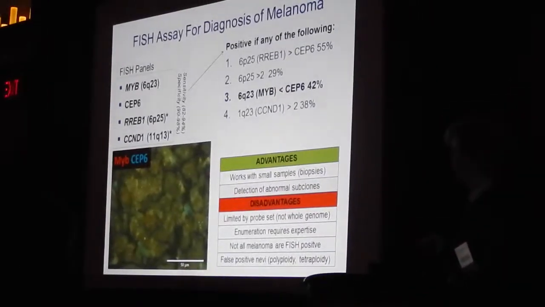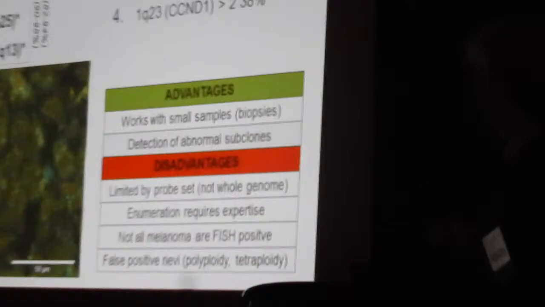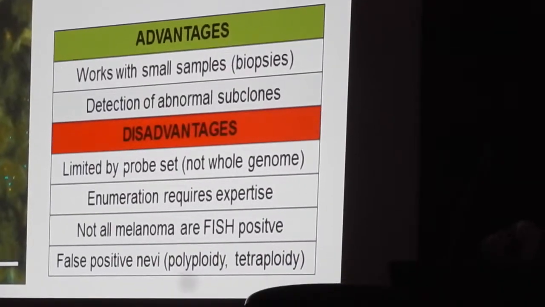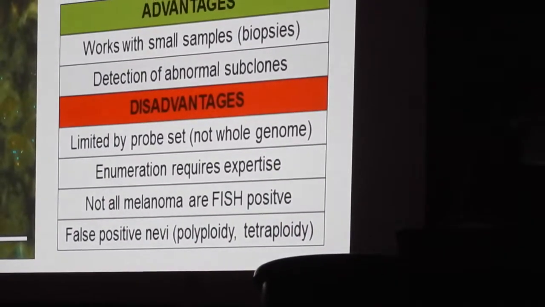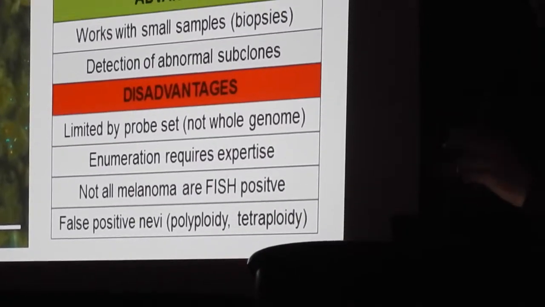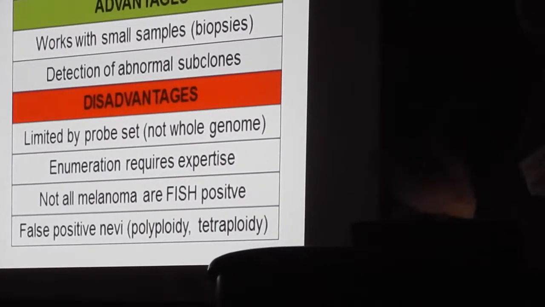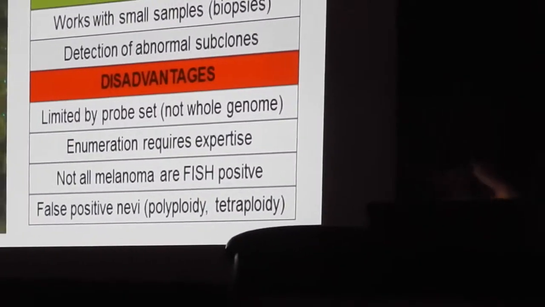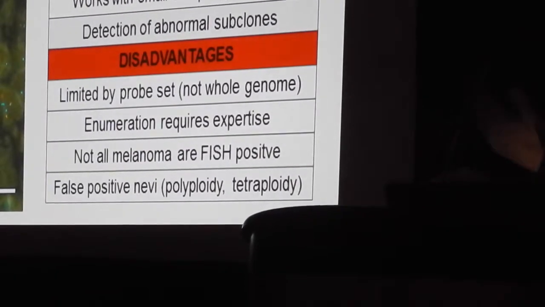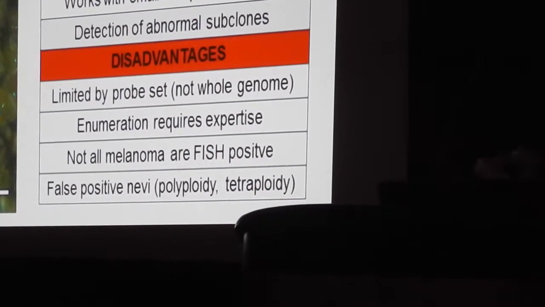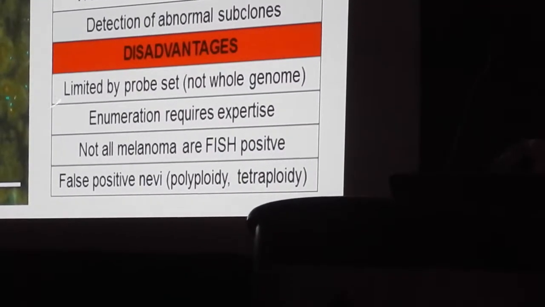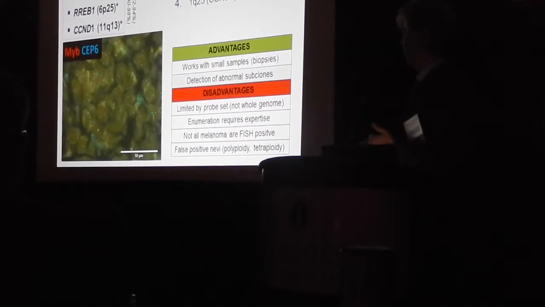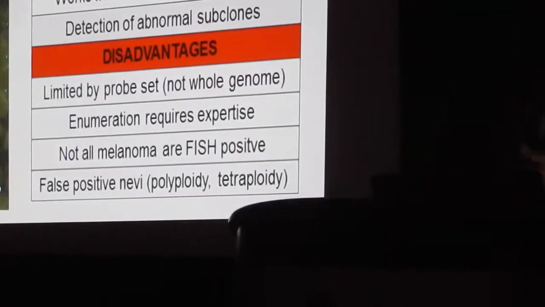The advantages of doing FISH are that it works well with small samples such as biopsies, and you can detect abnormal subclones within the tumor. The disadvantages are that you're only looking at these 4 targets. So you could have copy number changes that don't include these loci, but different loci in melanoma, so you would miss those. Another issue is that the enumeration or analysis of this FISH probe set takes some training and is somewhat sophisticated. So the technicians or pathologists who look at this need to spend a lot of time learning how to do that. Not all melanomas are FISH positive, and sometimes lesions can become tetraploid and polyploid, and this can confuse the analysis.